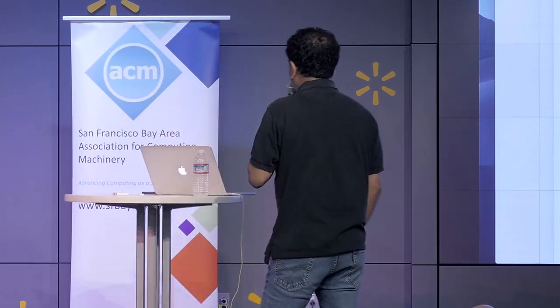Go ahead. I didn't hear that. What's the smallest AWS instance you need? What is the smallest AWS instance? Oh, this one? I'm using P2 XLarge. That costs me close to $1 per hour.